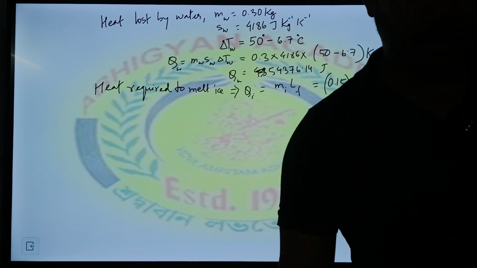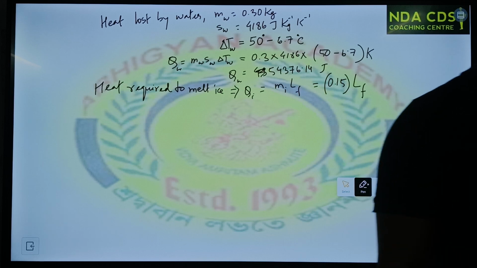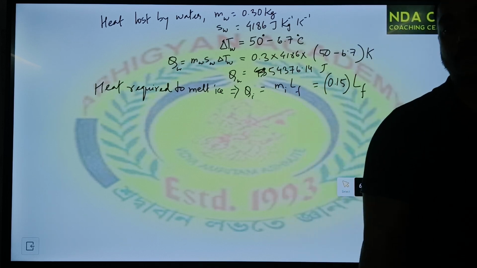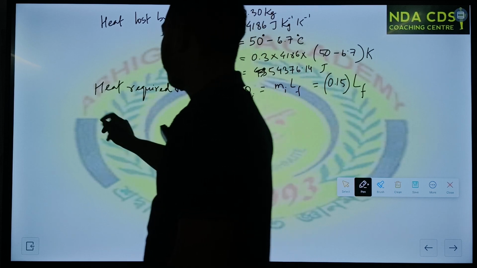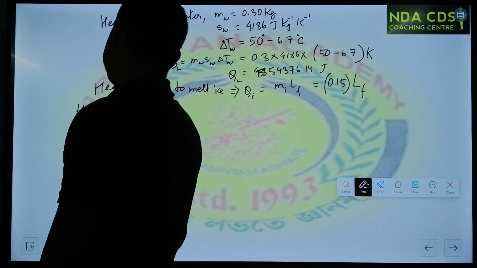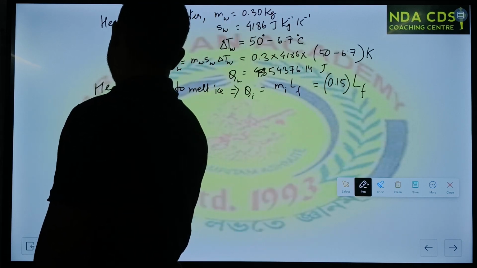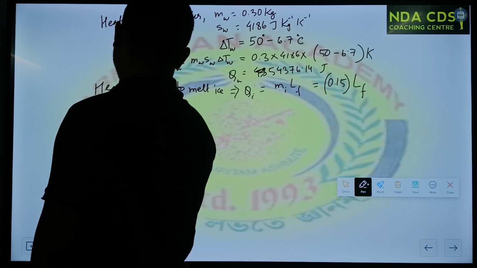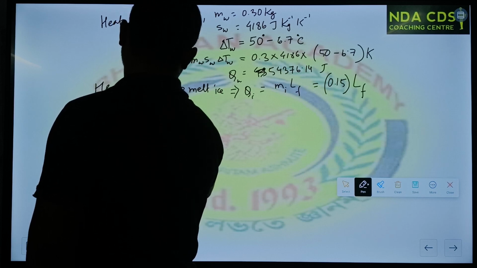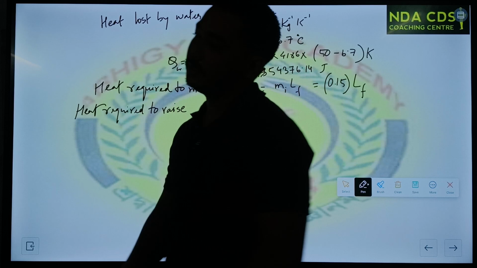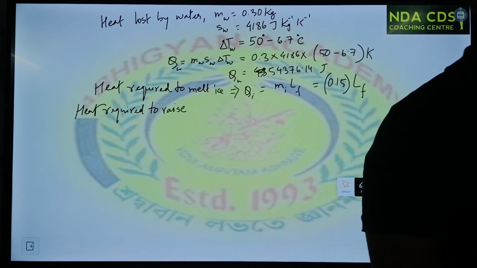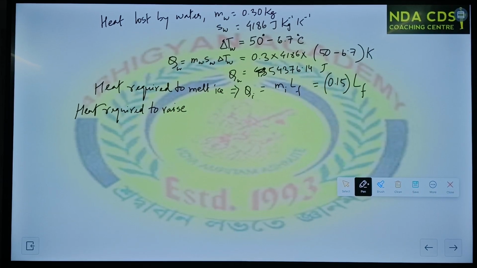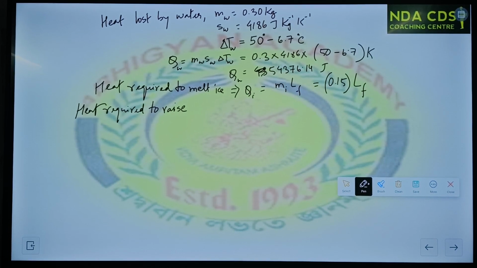After that, heat required to raise temperature of ice water to final temperature. I know it's confusing at first, but keep on doing this kind of problem, you will get to know. Now write heat required to raise temperature of ice water to final temperature.